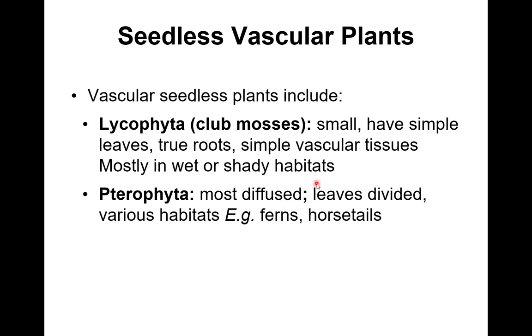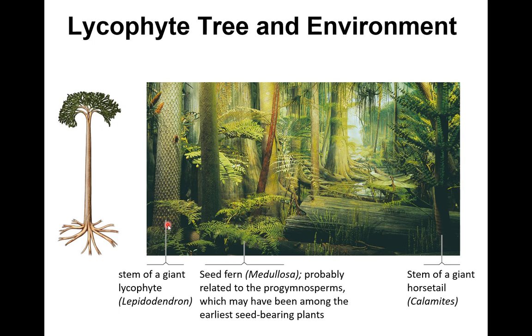And at this point, they start having much more complex types of leaves that are divided. Think about ferns. You know exactly what I mean by that. And now they start actually conquering some more arid types of environments too.